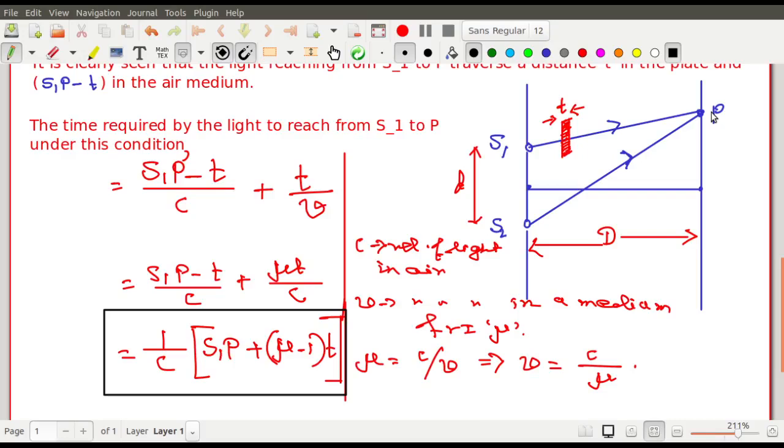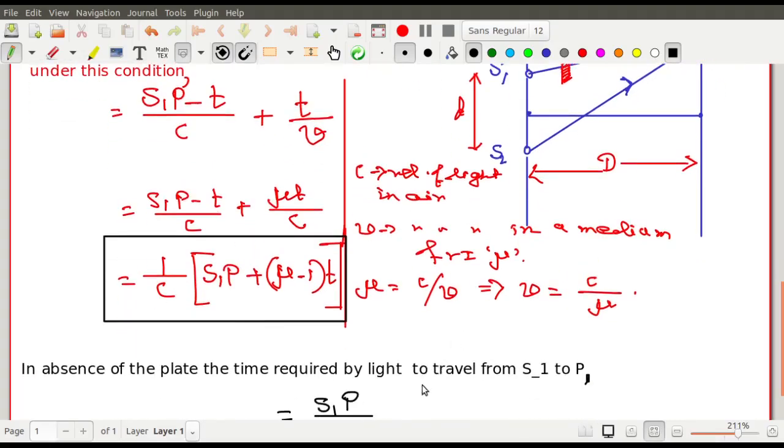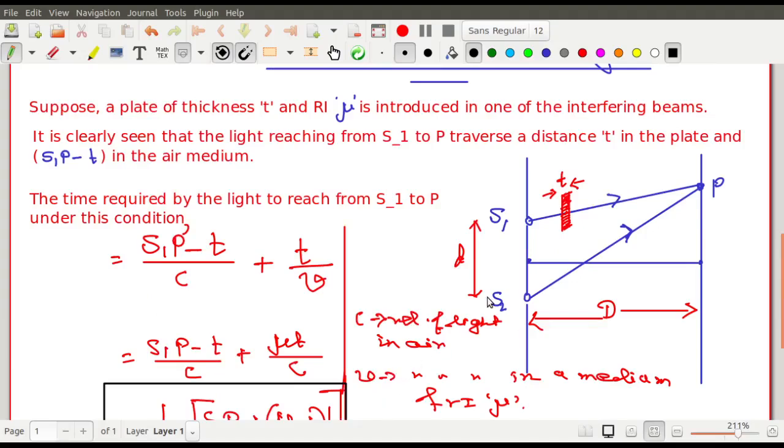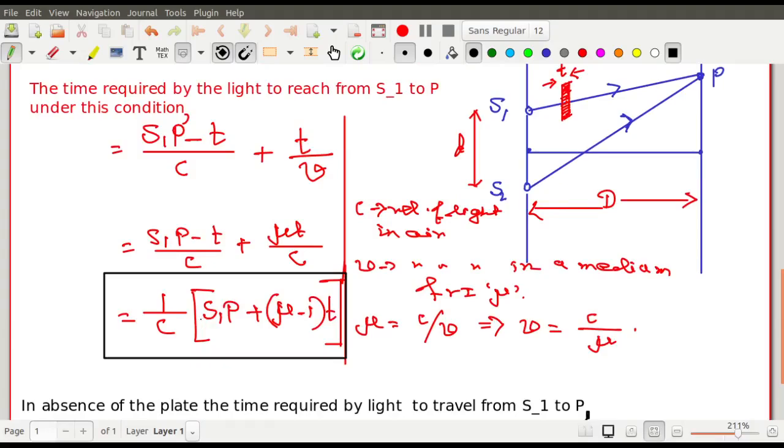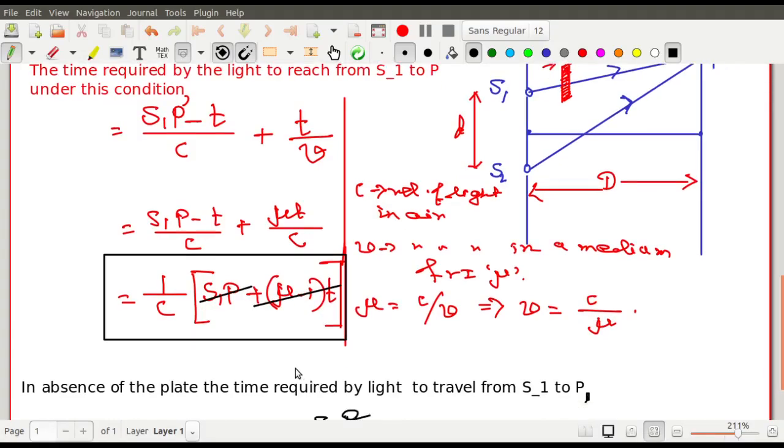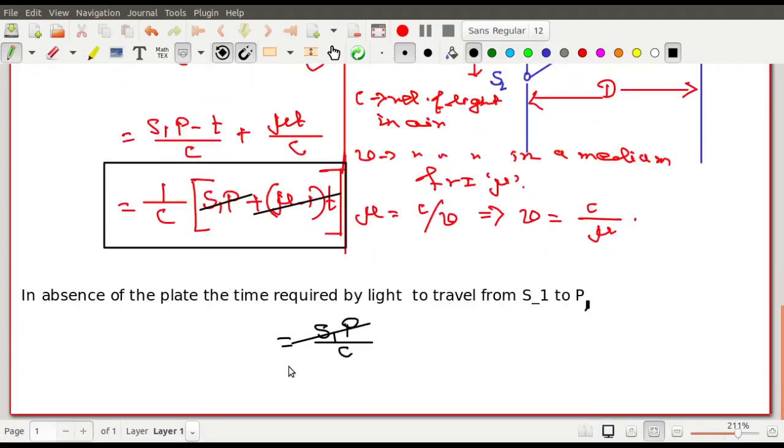These paths are actually called the optical path, as they are traveled by light. The path light travels is what we call the optical path. So in the air medium, light has to travel only S1P, but in the presence of this particular material, light has to travel not only S1P but in addition to that mu minus 1 into T. Is it clear? Try to understand this. Previously, light had to travel only S1P to move from S1 to P, but now light has to travel some extra path of amount mu minus 1 into T.